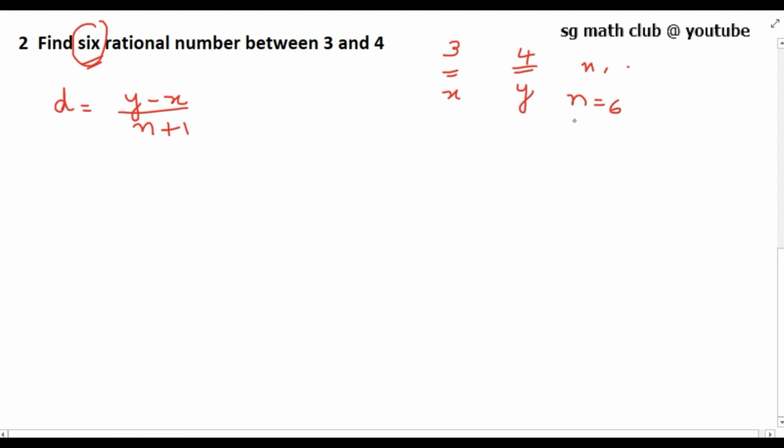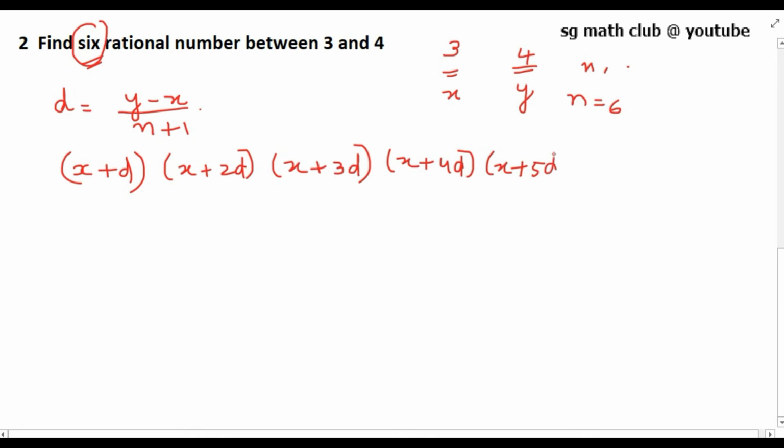If they ask you to find 4 rational numbers, you can take the value of n as 4. So always take the bigger number as y, smaller number as x, and the formula is y minus x divided by n plus 1. Now we need to find 6 rational numbers. So you can say that the 6 rational numbers are x plus d, that is one rational number. Second rational number is x plus 2d. Third one is x plus 3d, x plus 4d, x plus 5d, and x plus 6d.